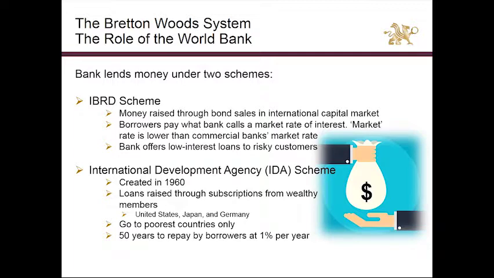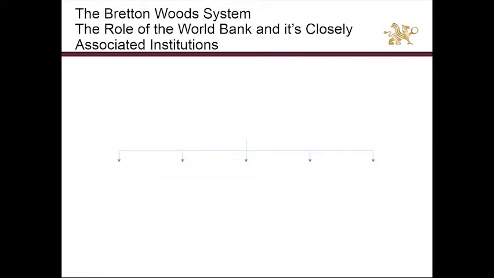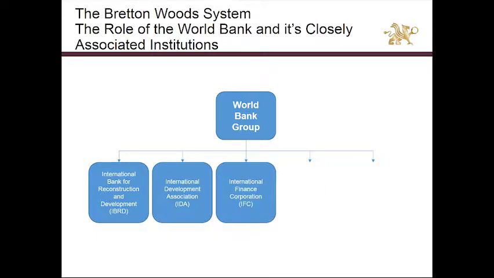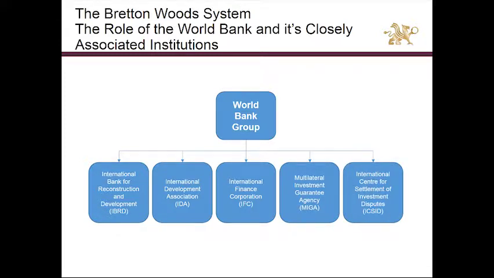The institutions that work most closely with the World Bank are the IBRD, the International Bank for Reconstruction and Development; the IDA, the International Development Association; the IFC, the International Finance Corporation; MIGA, the Multilateral Investment Guarantee Agency; and finally the ICSID, the International Center for Settlement of Investment Disputes.